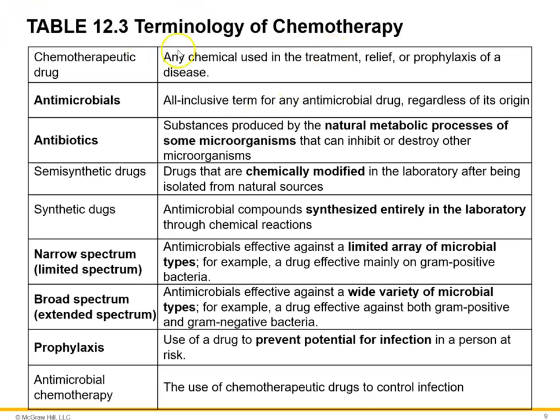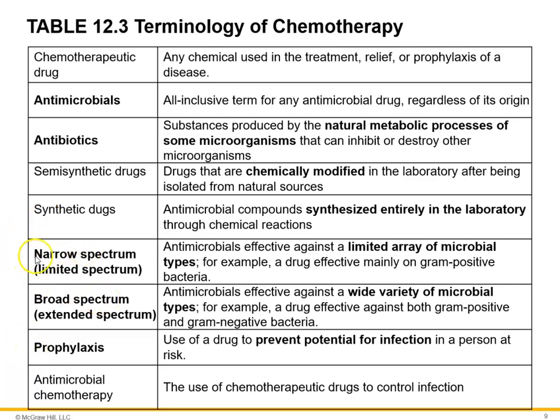We've got semi-synthetic drugs. I mentioned these are going to be drugs that are chemically modified in the laboratory after being isolated from natural sources. Okay, so we can have semi-synthetic antibiotics where we take the natural antibiotic and then we alter it in the lab, and then we've got a new antimicrobial drug. You can also have synthetic drugs. These are antimicrobial compounds that are synthesized entirely in the lab using a series of chemical reactions.